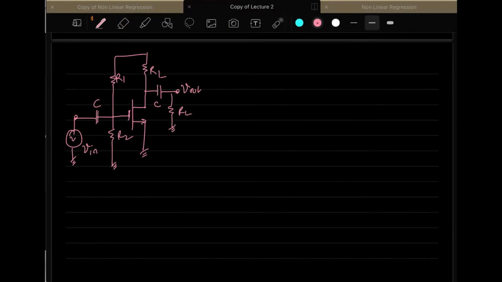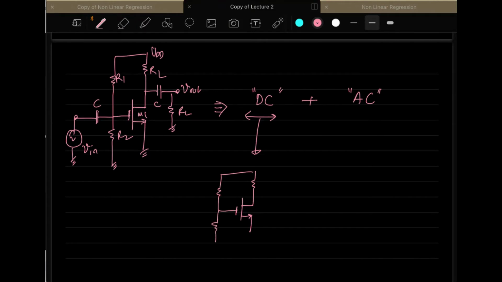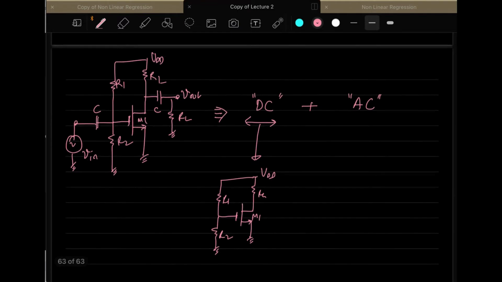So what you do is, if we want to analyze this circuit, you divide it into two parts. The first part is called the DC part, and the second part is called the AC part. In the DC part, you already know that you will retain the DC voltages. So the circuit that corresponds to the DC part will be nothing but this one. It will be R1, RL, R2. And the main purpose of doing the DC analysis, I have already told, is setting up the Q point.